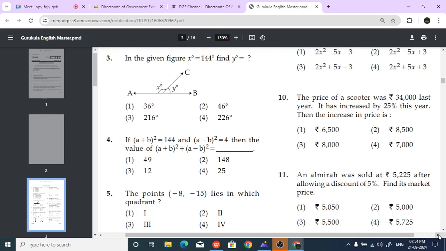One of you, read question number 10, please. The price of a scooter was 34,000 last year. It has increased by 25% this year. Then the increase in price is?